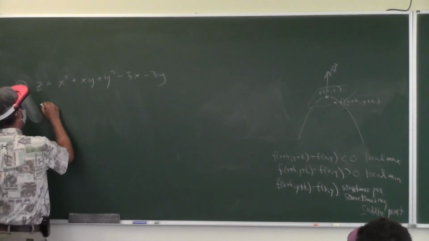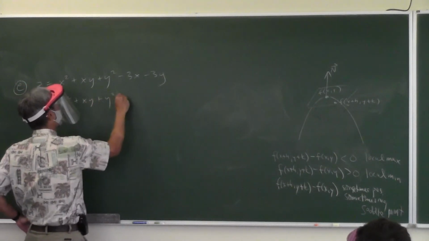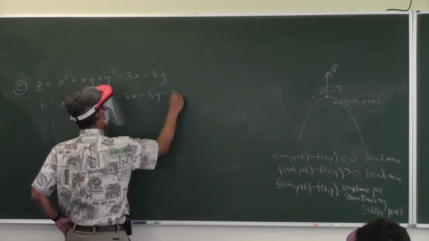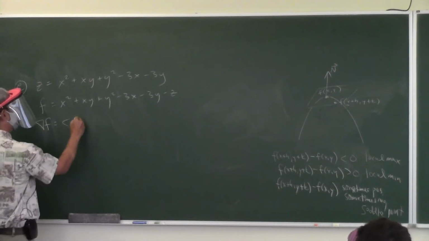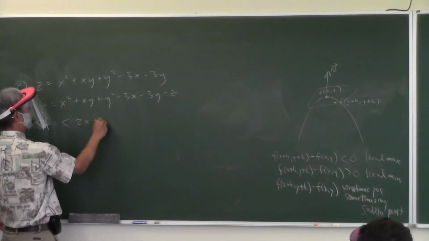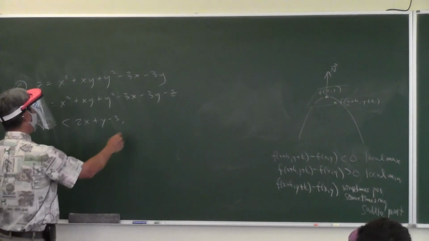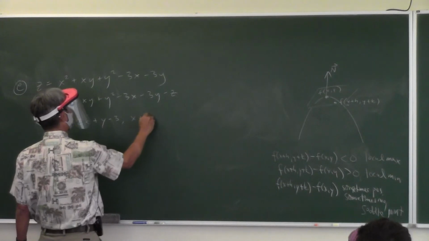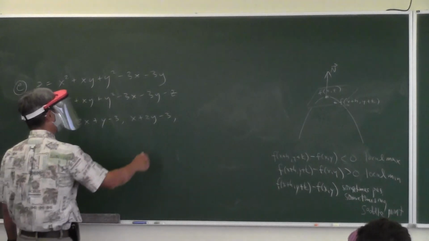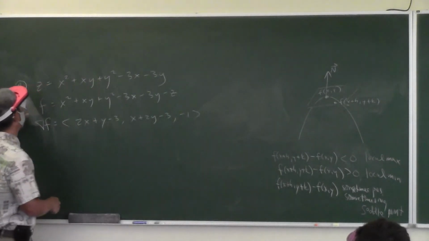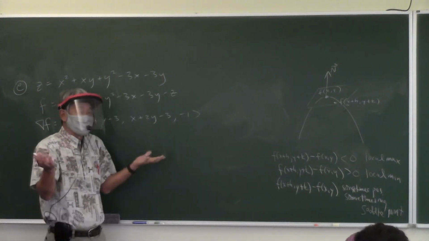Okay, so for the gradient, we go f equals x squared plus xy plus y squared minus 3x minus 3y minus z. So the gradient would be: partial with respect to x, 2x plus y minus 3. Okay, now at least we can work with something here. Partial with respect to y: x plus 2y minus 3. Partial with respect to z: minus 1. And look, if it's always z equals, you're always going to get a minus 1 over here, right? But we're not even looking at that anyway.